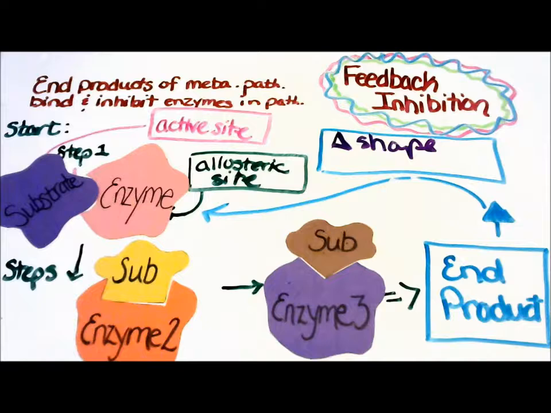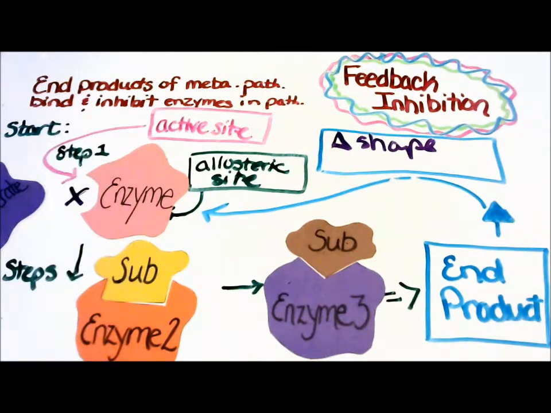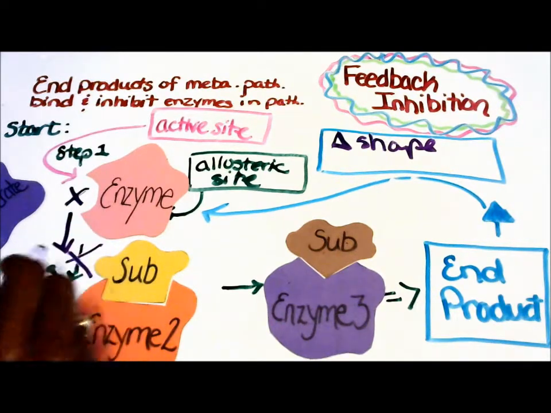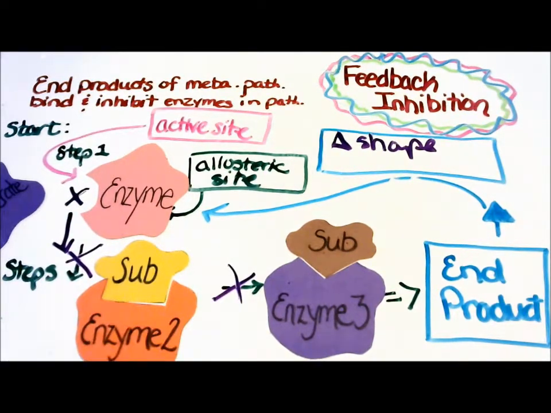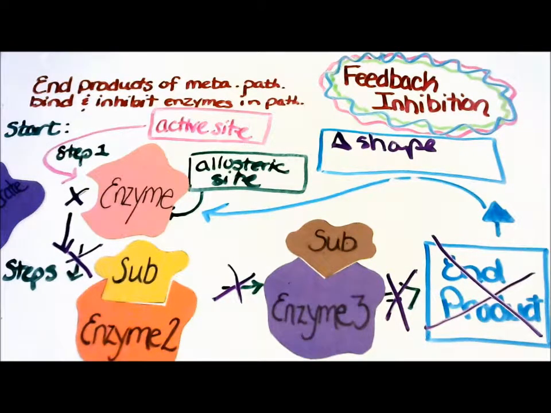What happens when the enzyme changes shape at this point? Once the enzyme changes its shape, then the substrate cannot bind to the active site, and this results in no intermediates and no end product. Do you think you got it?